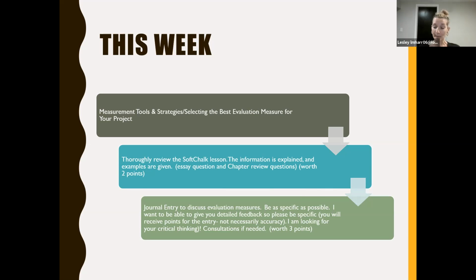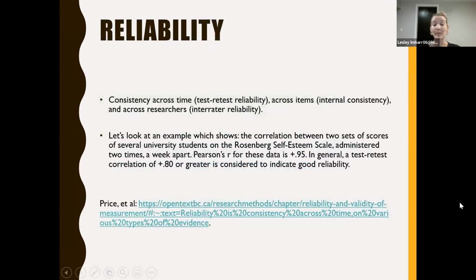I want you to be as specific as possible because this is where I get to give you detailed feedback on your selected measurement tool. I'm looking really for participation, not necessarily for accuracy in this assignment, and your critical thinking. I'm also available if you need any consultations this week on this assignment, because remember, everything builds one piece into the next.